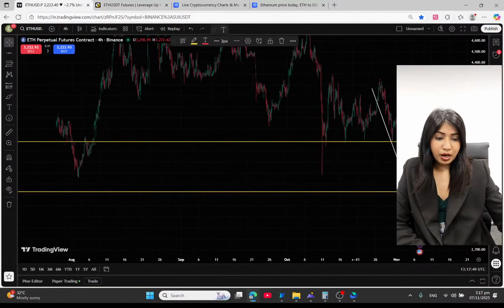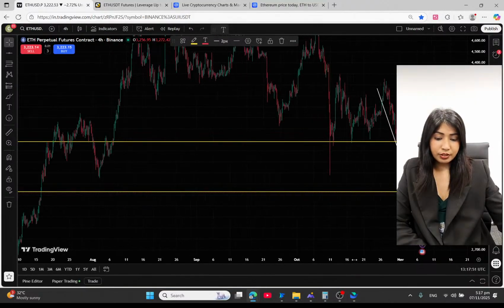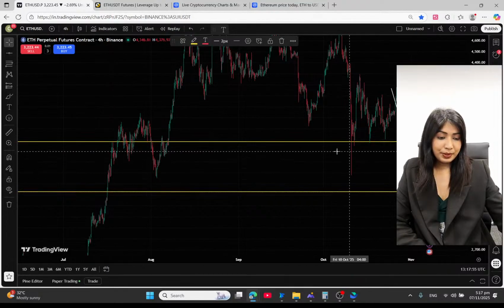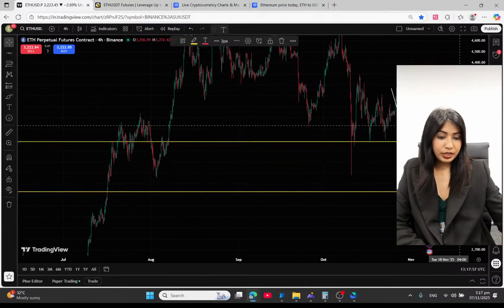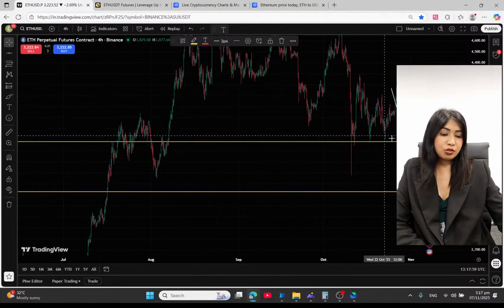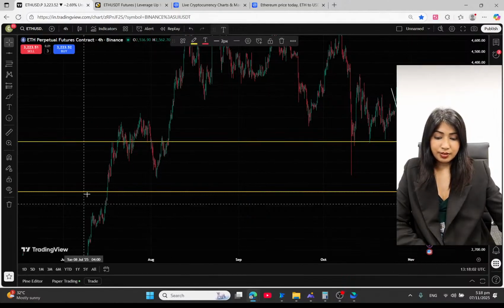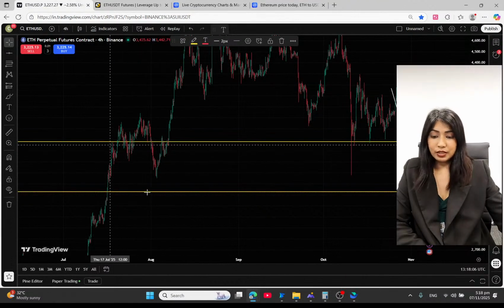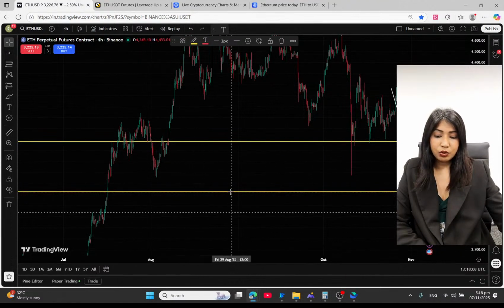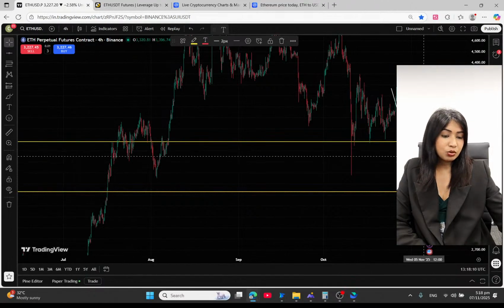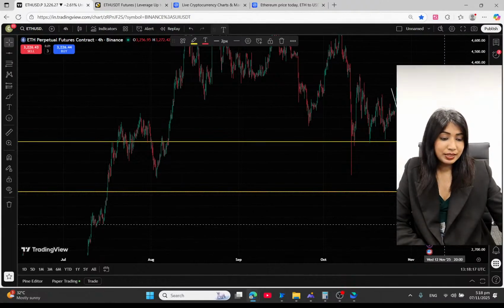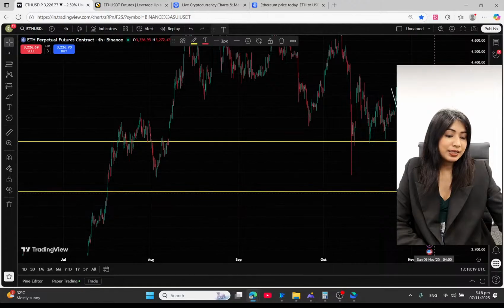Now, which part of the zone got tested here? If you see on a bigger picture, this zone completely got tested. In the recent past, there was no other zone, but it was here. What we are talking about is the zone in the months of July to August. Whatever the zones were, these zones are getting tested right now.